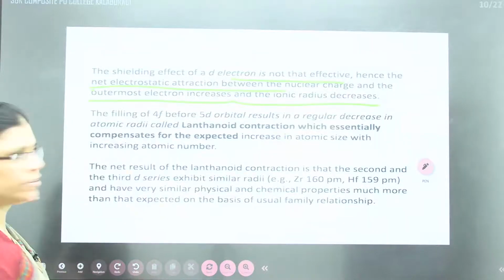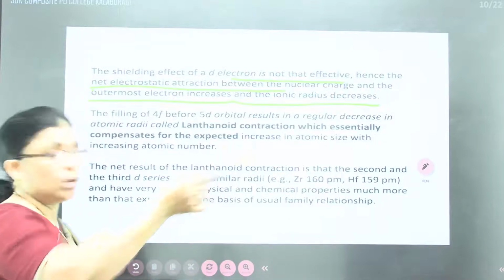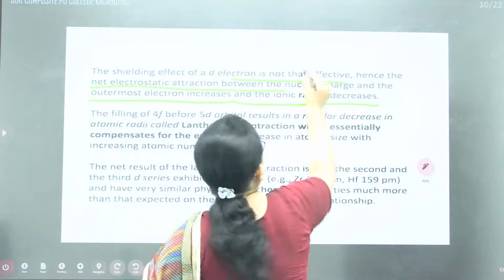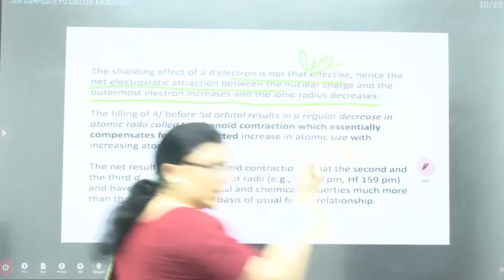Here is one more point we said. The shielding effect of the d electron is not that effective. Not that effective is nothing but what? It will be less. We are going to consider it as less.